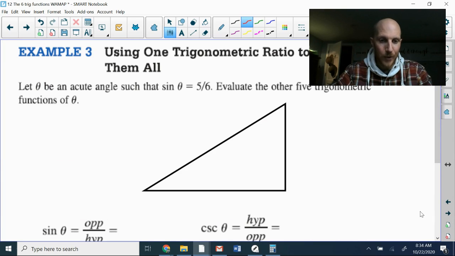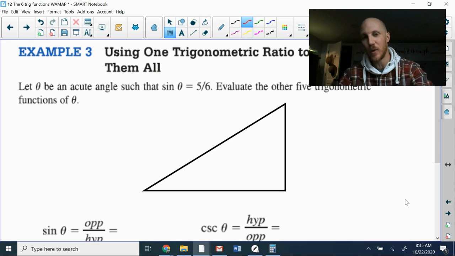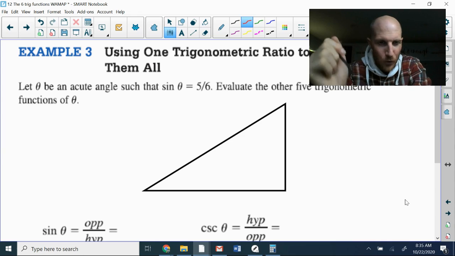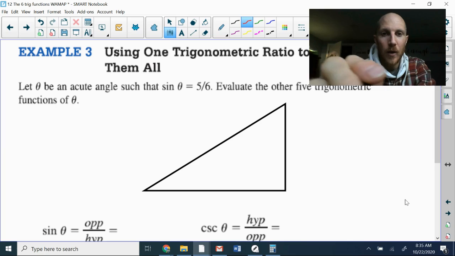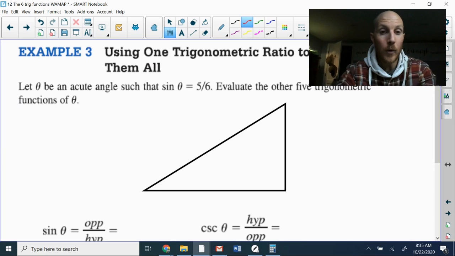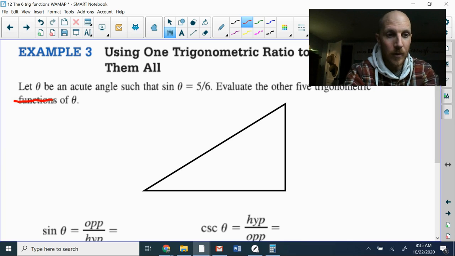All right, so let's look at putting them to use. Here is using one trigonometric ratio to find them all. I love that. The textbook actually says it that way. It always reminds me of Lord of the Rings, the one ring to rule them all. It's the one trig ratio to find them all. So here we go. Let theta be an acute angle such that sine of that angle is 5/6. Evaluate the other 5 trigonometric functions of theta. They're often referred to as trigonometric functions or trig ratios.